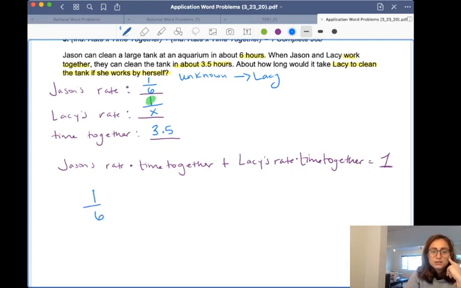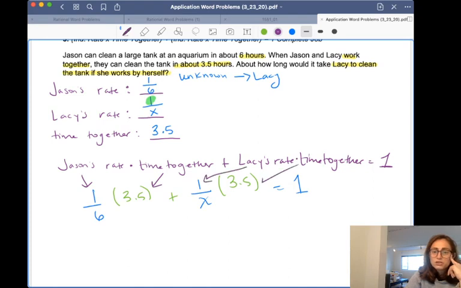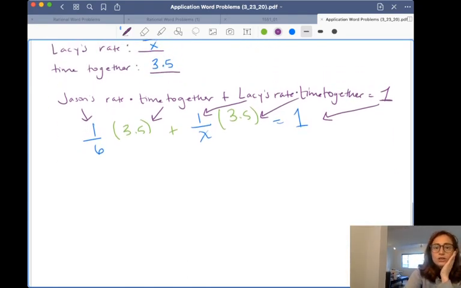Jason times the time together, which is 3.5, plus Lacey times the time together equals 1. So here's Jason, here's time together, here's Lacey, here's time together, and it always equals 1. All right, so now let's do this.